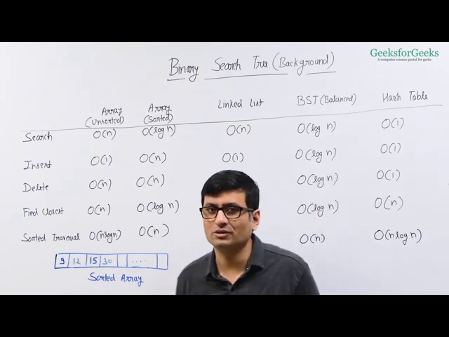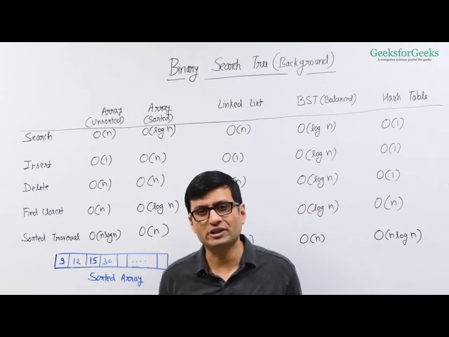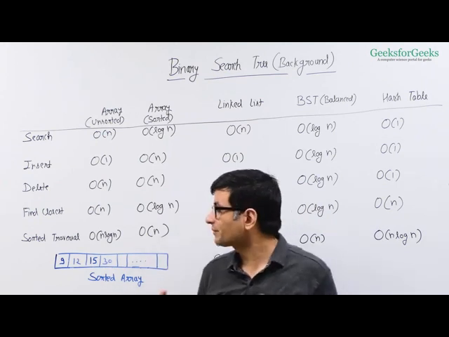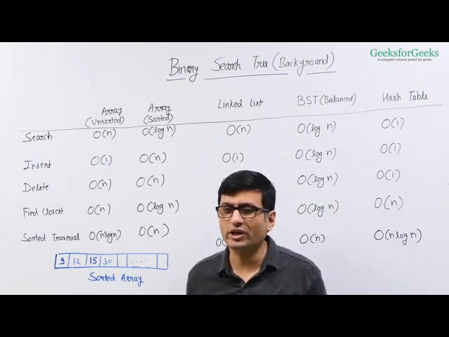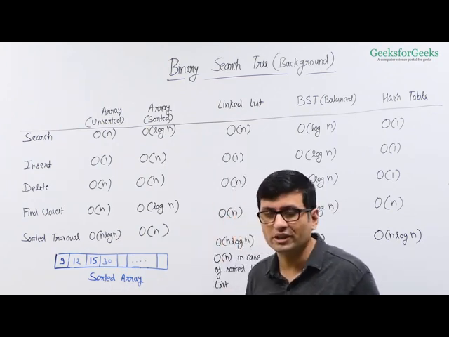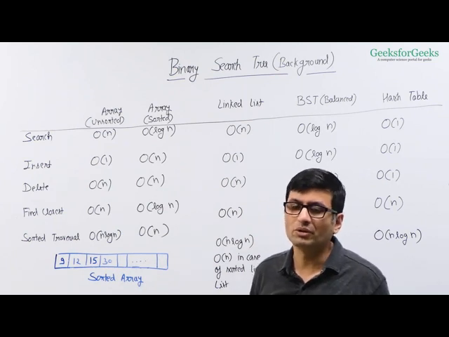Finding closest is also faster now because we can use binary search for finding the closest value. Sorted traversal is big O of n because your array is sorted. You simply need to traverse through the array and print the items or iterate through the items. That's big O of n now.